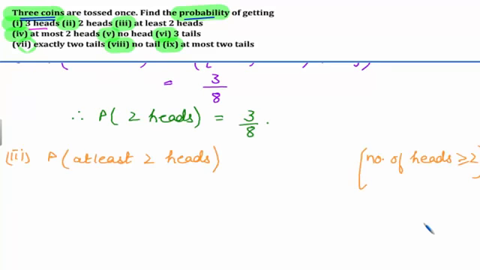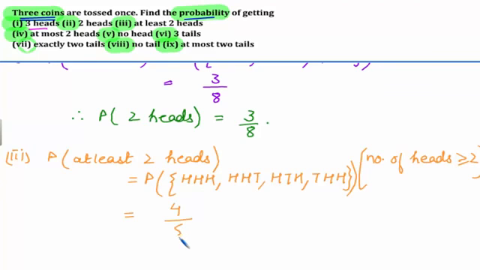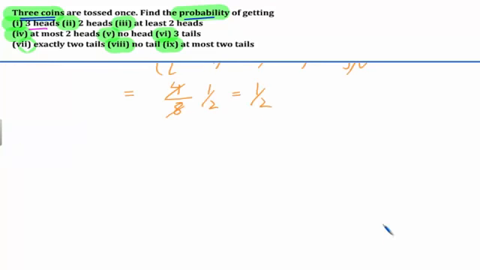Therefore, this is equal to the probability of the events HHH, HHT, HTH and THH. So, the number of favorable outcomes in this case is 4 and the total number of outcomes is 8. So, this gives 1 upon 2. Therefore, the probability that at least 2 heads are there is 1 upon 2.